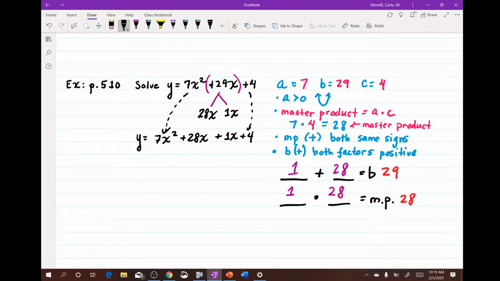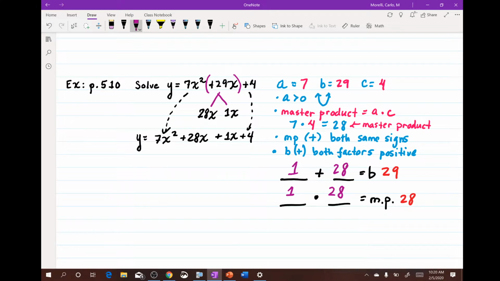Did we change the problem? See, if we were to add back those middle coefficients, we'd be back to 29, wouldn't we? So we didn't change the problem. We just split that middle coefficient up using that master product thing. Is there any confusion about what we just did other than it's new and that's normal level of confusion? Anyone just totally lost on how we got where we are? Okay, bueno.